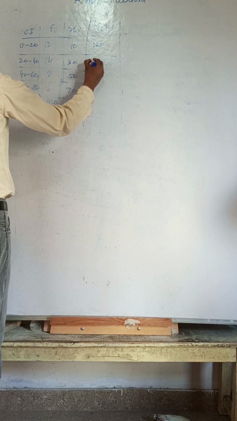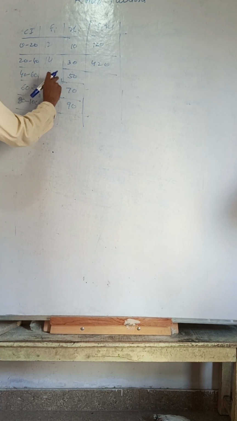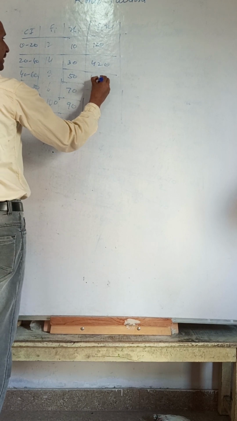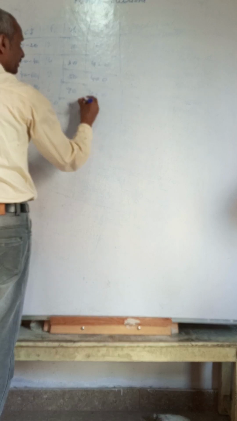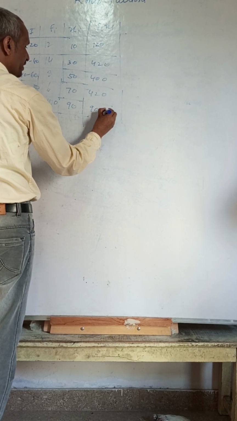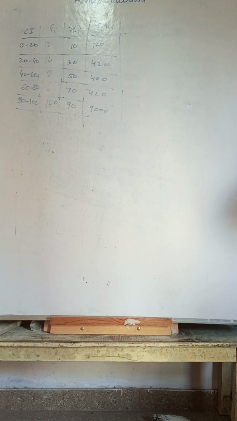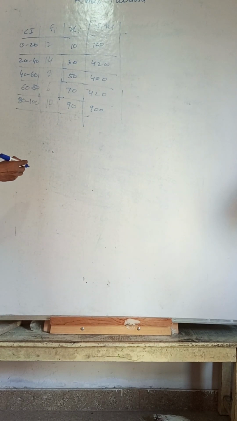14 into 30 is equal to 420. 8 into 50 is equal to 400. 70 into 60 is equal to 420. 90 into 100 is equal to 900. 9000. So it is 10. Yes, sorry, wait. It is 10 means 900. Sorry for that.